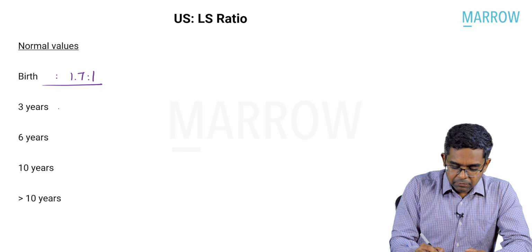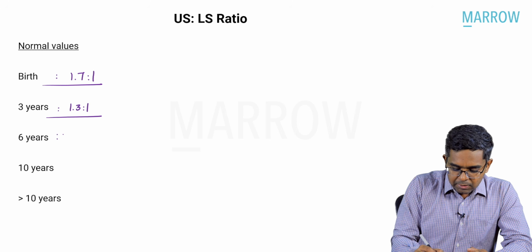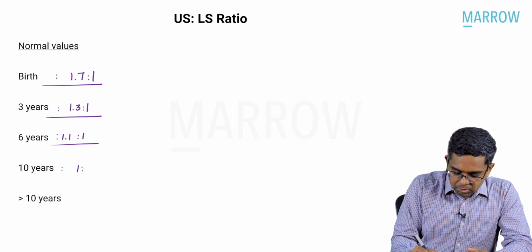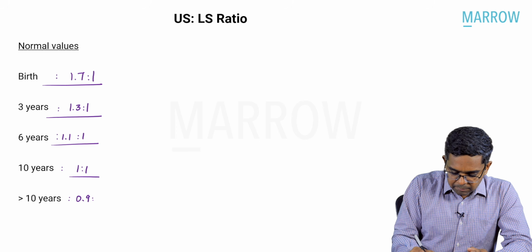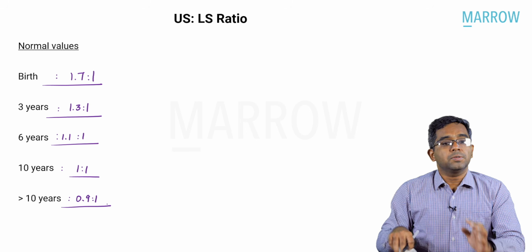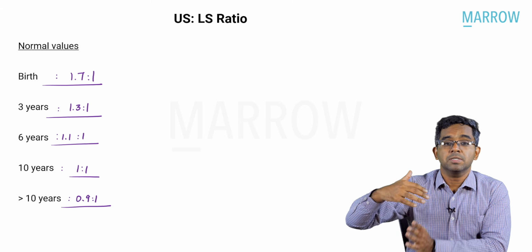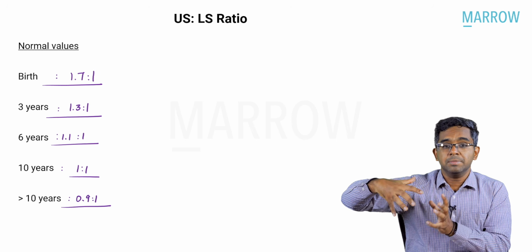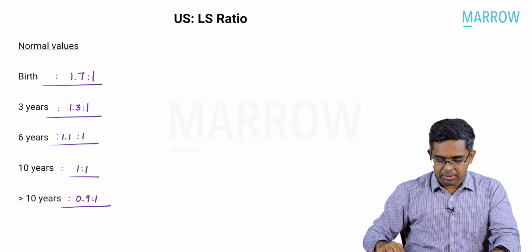What is the normal value at the age of 3 years? It is 1.3:1. 6 years, it is 1.1:1. 10 years, it is 1:1. And by more than 10 years, it is 0.9:1. So you can see as the age increases, the upper segment, lower segment ratio decreases because lower segment represented by the limbs grows more compared to the upper segment. That is our basic understanding.